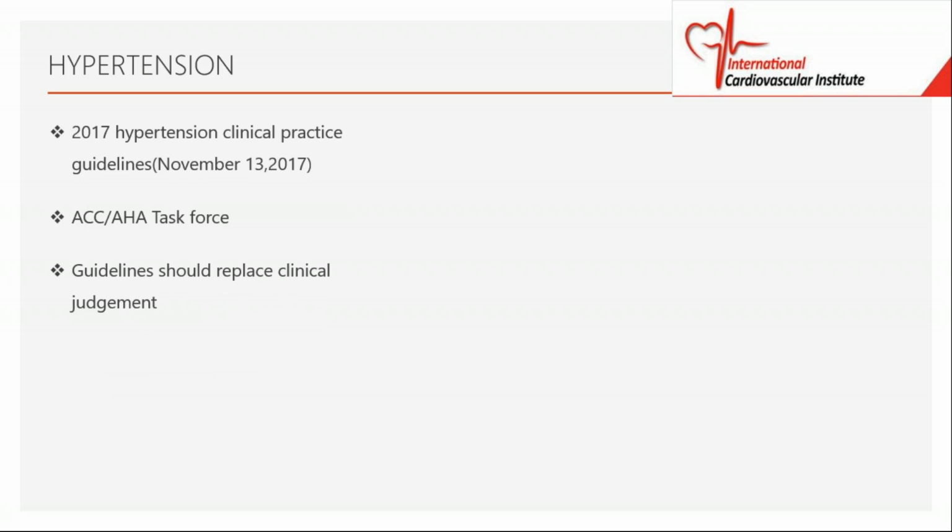What I'm going to be discussing is the 2017 hypertension clinical practice guidelines, and this came out in November 2017, November 13, 2017. I think it's in JACC, Journal of the American College of Cardiology, and commonly referred to as the ACC/AHA task force. So the guidelines should replace clinical judgment. And the thing about it, if you don't follow guidelines, you can run into problems in terms of malpractice.